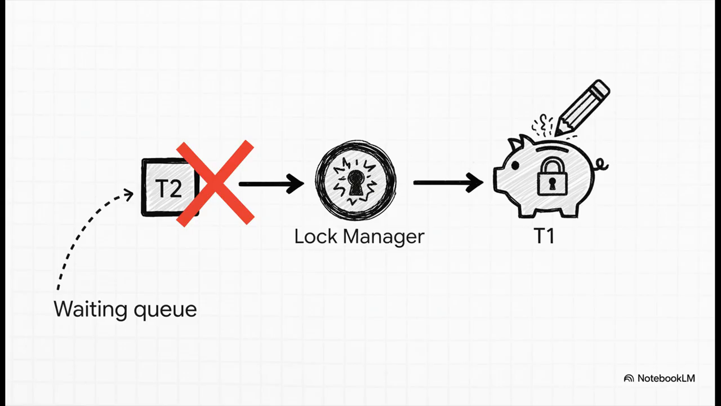It blocks everyone else out, readers and other writers. So T2 is put into a waiting line. It has to sit there patiently until T1 finishes what it's doing and releases the lock. This is crucial because it stops T2 from reading some weird, half-updated, inconsistent number.